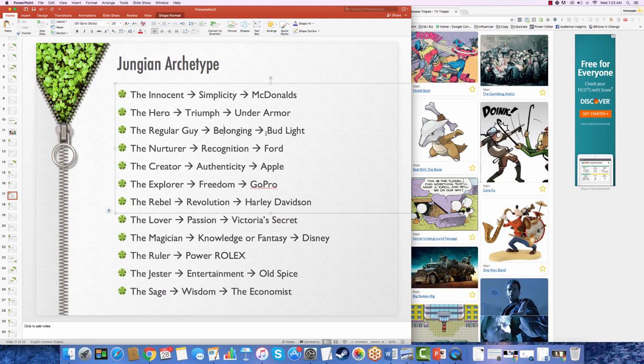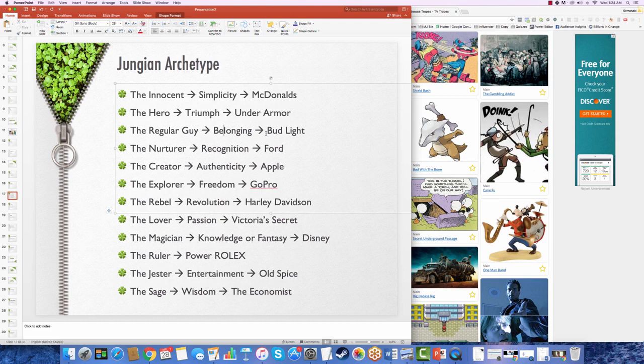The next one is the magician. The magician is actually less of a, and we'll talk about the difference between the magician and the sage, but the magician is the person who, unlike the creator, is the actual storyteller. It's not about them as a magician. It's about the story that they tell, the knowledge that they have, or the fantasy that they can create. And while being less about them, they're still seen as the person who tells those stories, the keeper of the knowledge, or some sort of labyrinthian understanding of things.